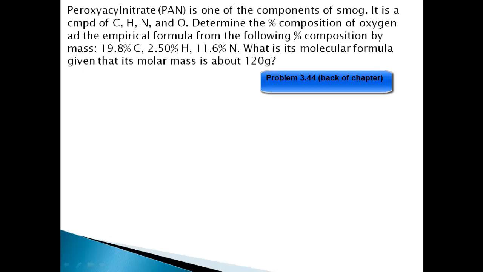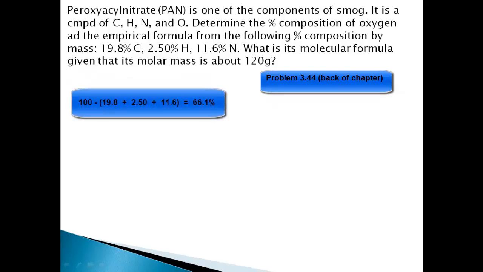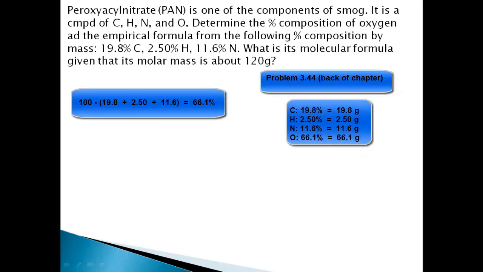The only thing is now they want us to find the percent composition of oxygen. Well, the compound has 4 elements. They give us percentages for 3 elements. So easy, right? Well, that's super simple. Do 100 minus 19.8 minus 2.5 minus 11.6. And whatever's left is going to be the oxygen. So if I do that, it's 66.1% oxygen. So this compound, PAN, has 19.8% carbon, hydrogen 2.5%, nitrogen 11.6%, and oxygen 66.1%.